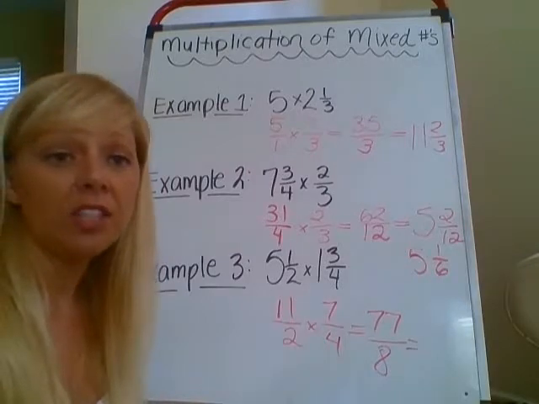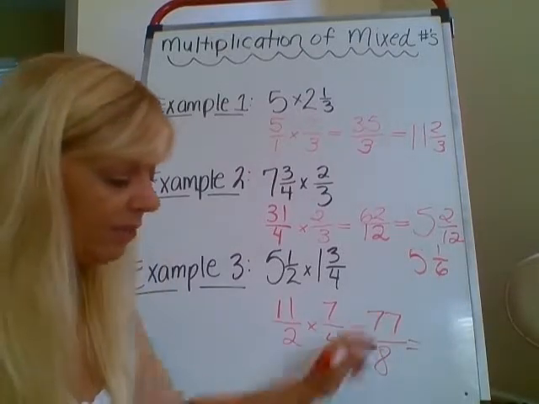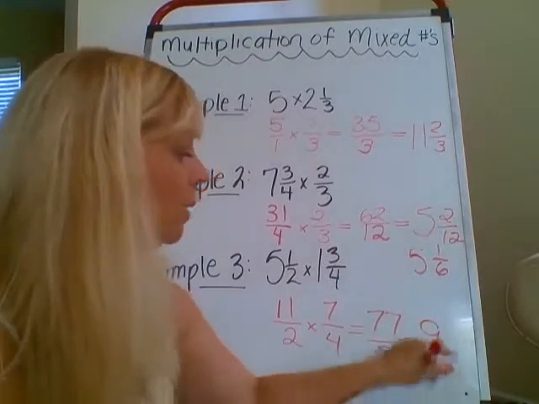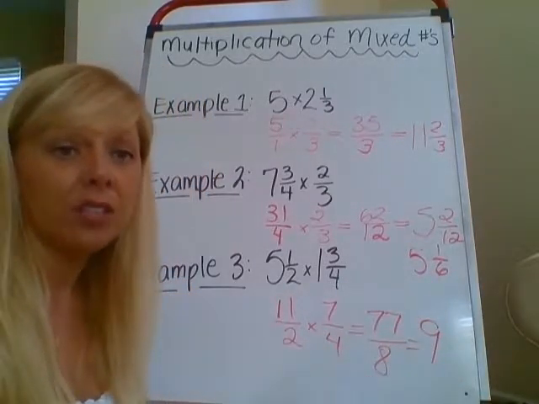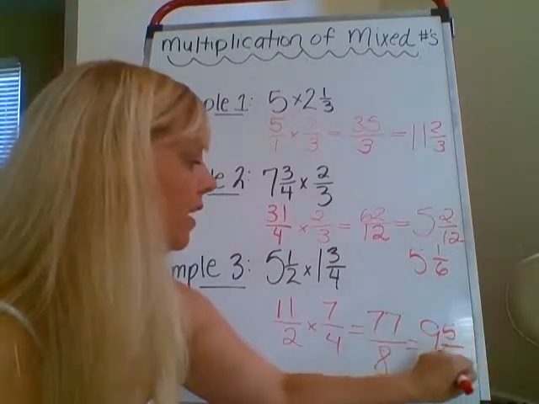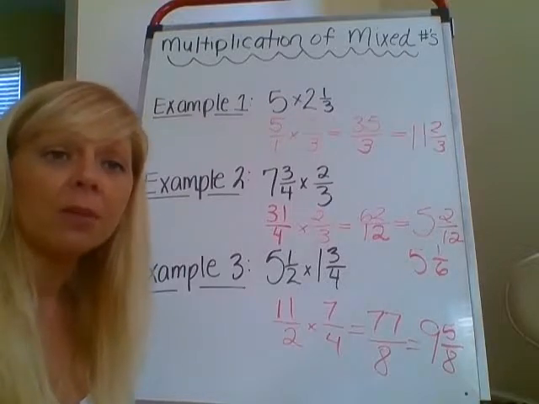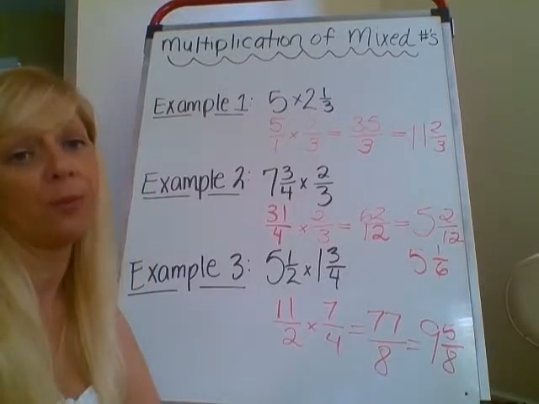And then again, if you would like to change that into a mixed number, I figure out how many groups of 8 are in 77, and there are 9, because 9 times 8 is 72, and then there are 5 left over. And there is your final answer. And that is how you multiply mixed numbers with whole numbers, fractions, and other mixed numbers.